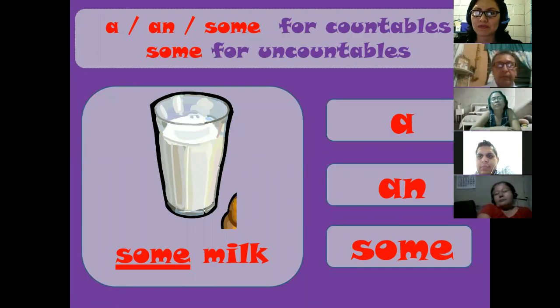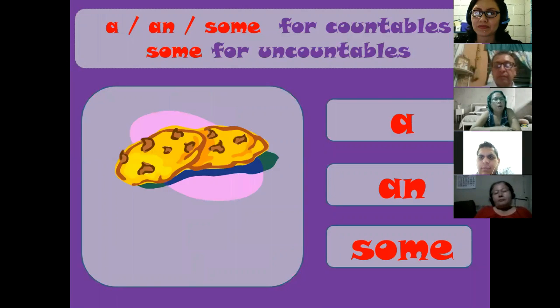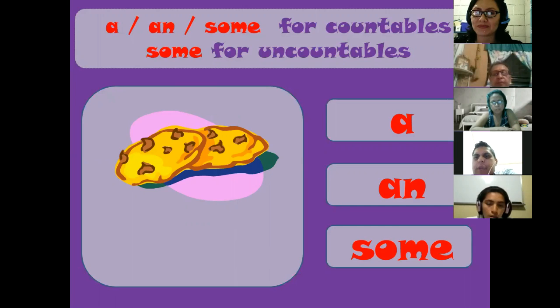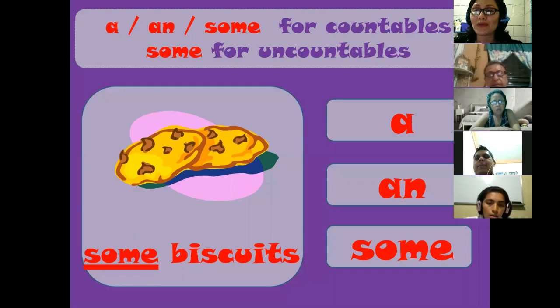Biscuits. También son galletas o cookies. Ajá. Some. Ah, ok, muy bien. Some biscuits, right? Some biscuits. Ajá, porque como es plural, entonces yo uso some, right?